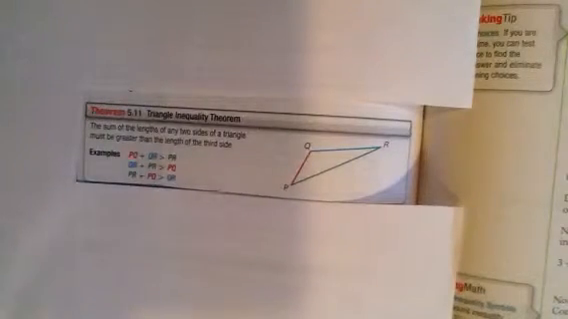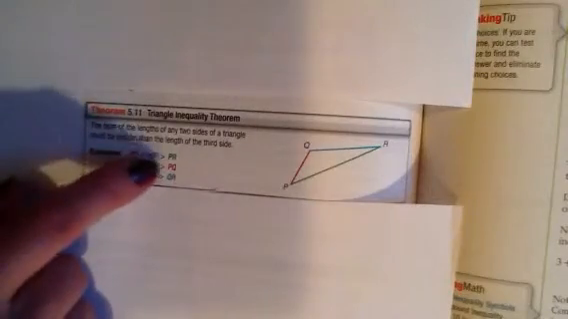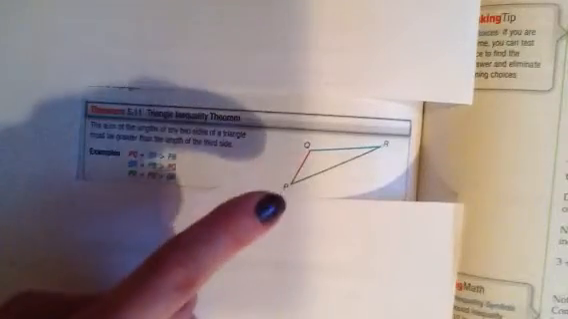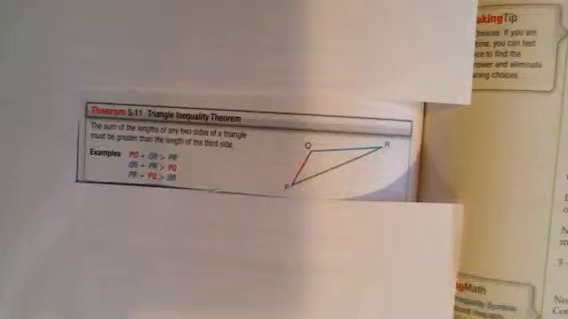The triangle inequality theorem says that the sum of the lengths of any two sides of a triangle must be greater than the third. So PQ plus QR must be greater than PR. And any two sides. So this must be true for any pair of two sides. It must be greater than the third. The sum of the lengths of any two sides of a triangle must be greater than the length of the third side.